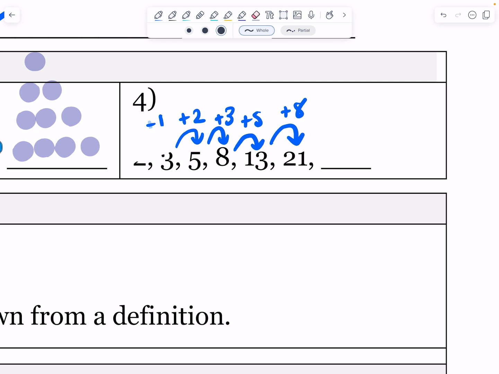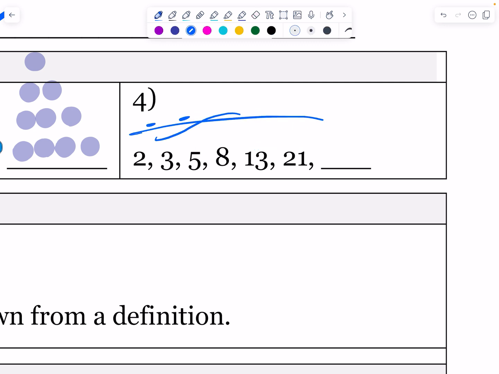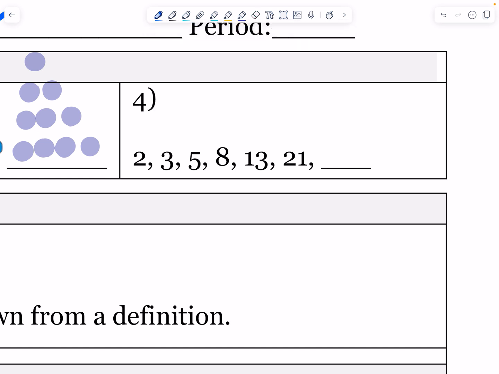And so then I check to see, well, is there anything that they are multiplying by? Is there anything that they are multiplying by? And there is not. And so what we're going to have to do is look for a different way to find the next term in the sequence.